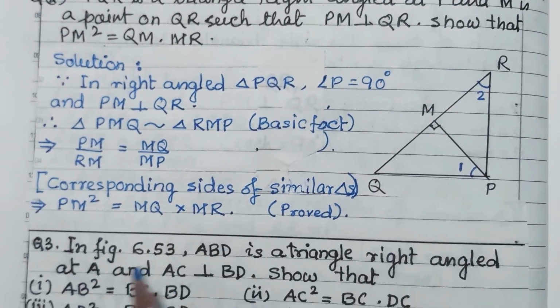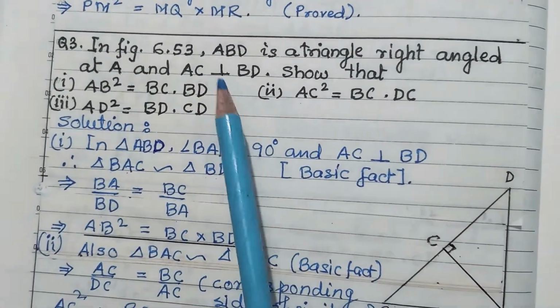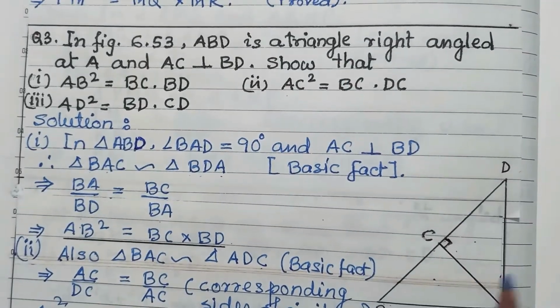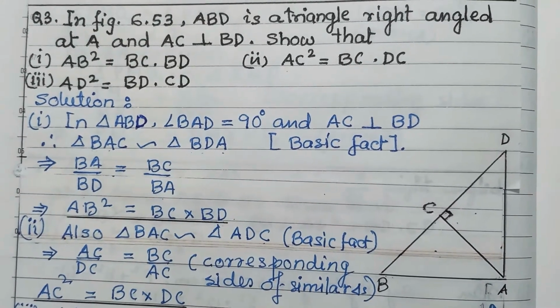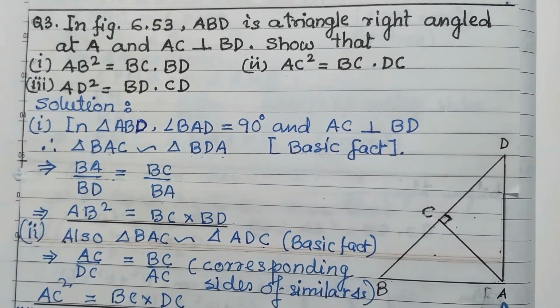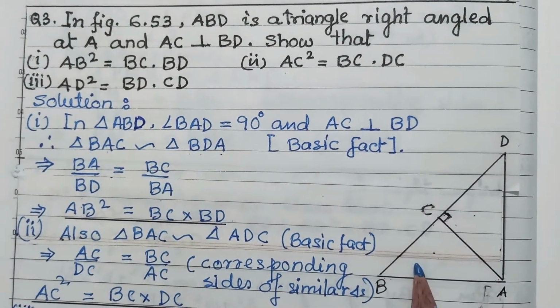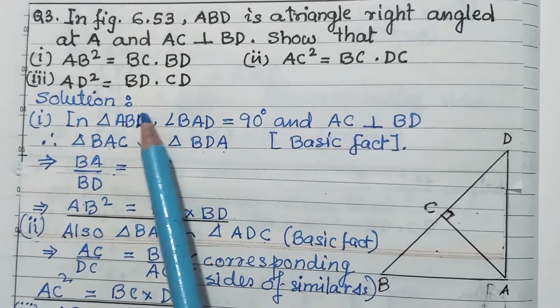We have to prove that. Now the next question is question number 3. In the figure, ABD is a triangle, right angled at A, and AC is perpendicular on BD. So show that AB square, these 3, you have to prove, normally.